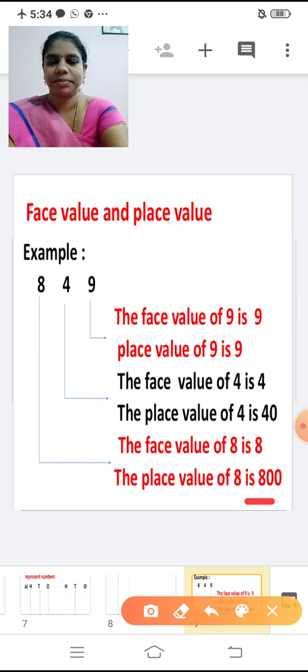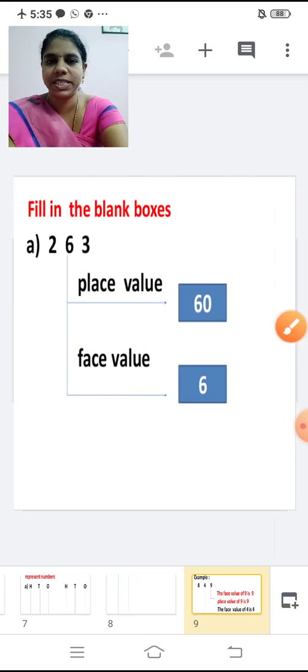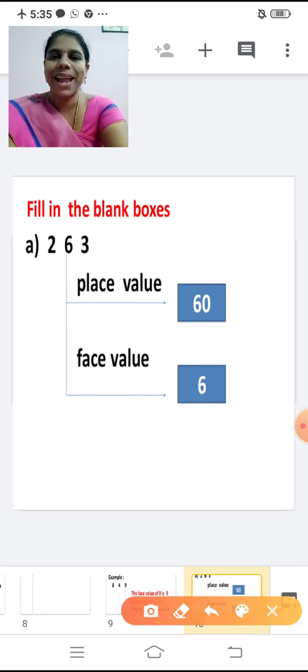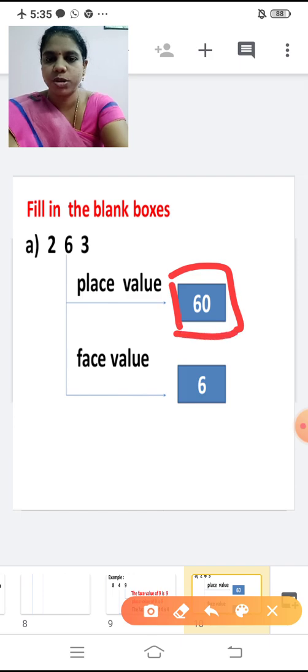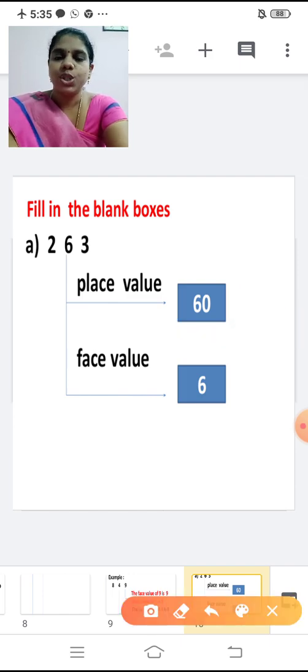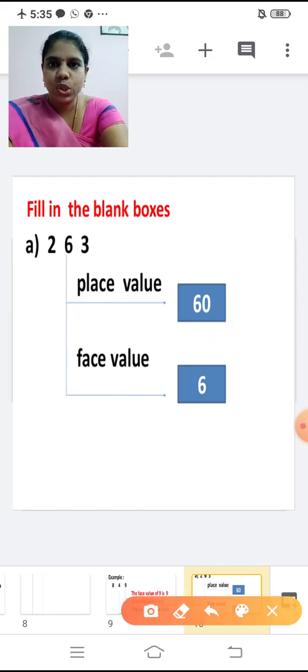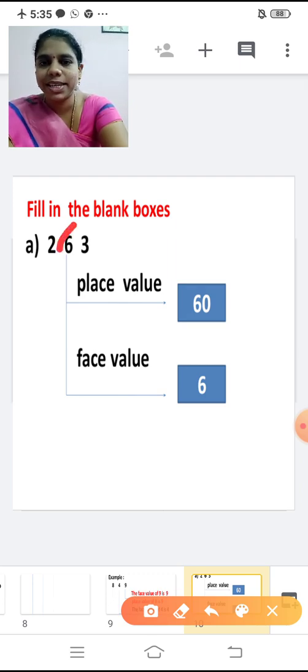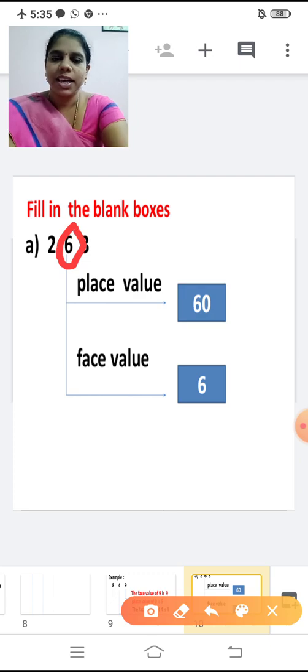We'll see some more examples now. Fill in the blank boxes. You're going to fill these boxes. So first sum is 2, 6, 3. We are going to find out the place value and the face value of number 6.